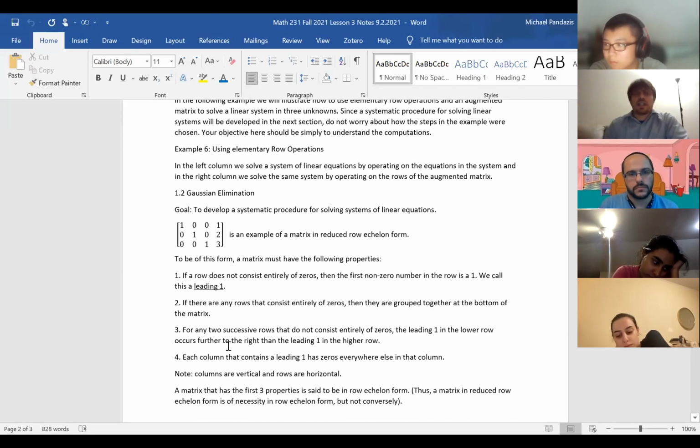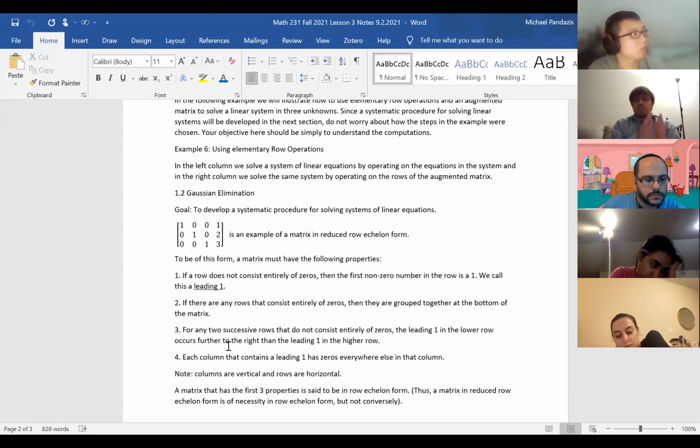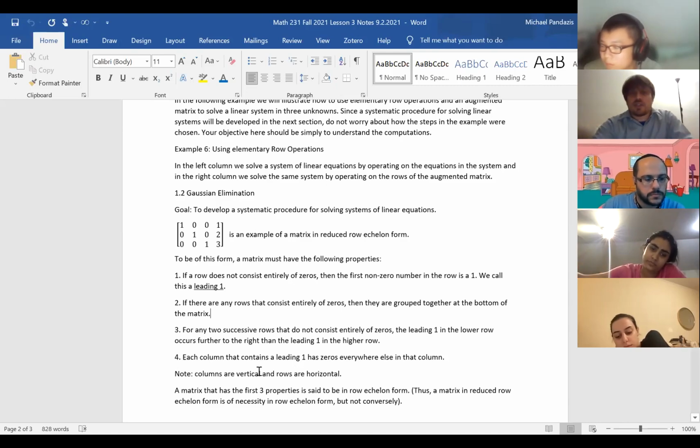Okay, 3, for any 2 successive rows that do not consist entirely of zeros, the leading 1 in the lower row is further to the right than the leading 1 in the one just above it. Okay, that's for any 2 successive non-zero rows. That's the third property. And the fourth one is every column that contains a leading 1, everywhere else in that column other than where that 1 is, everything else is 0. So these are the 4 properties a matrix needs to be in reduced row echelon form.